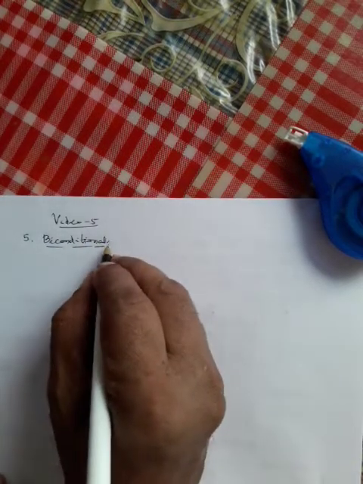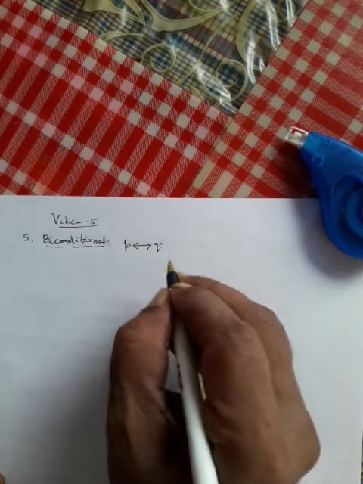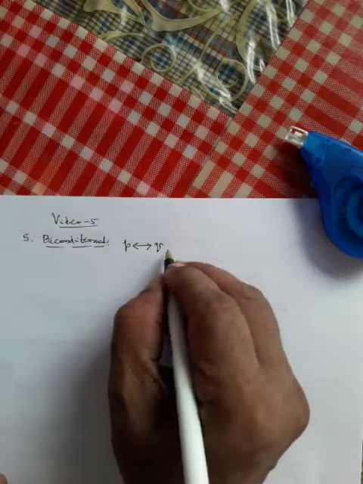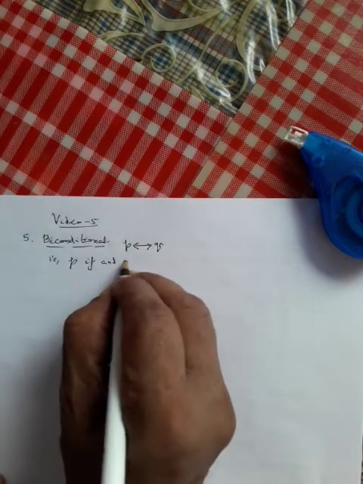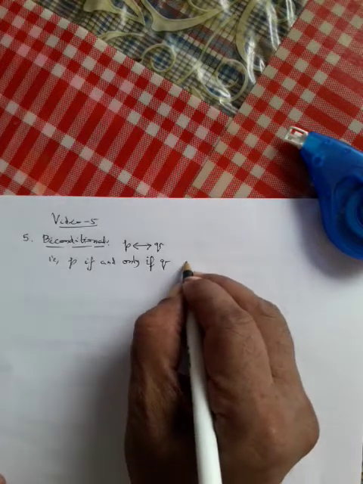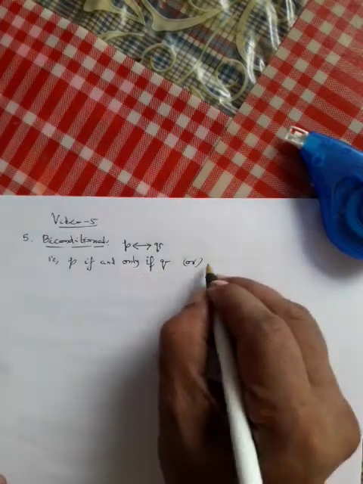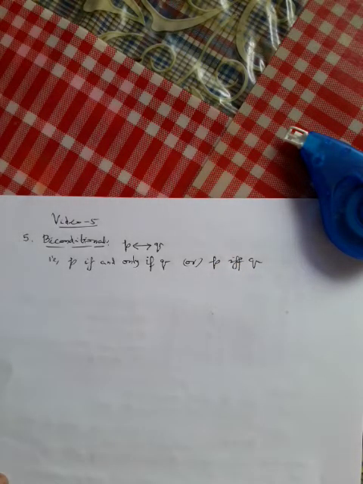So biconditional, we write for two statements P, Q: P biconditional Q. So that is P if and only if Q. Sometimes for if and only if we write IFF. IFF means if and only if. Both ways it should be P conditional Q and Q conditional P. If both are there, we say P biconditional Q.